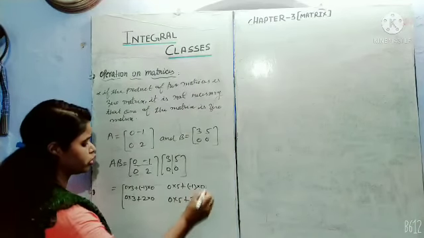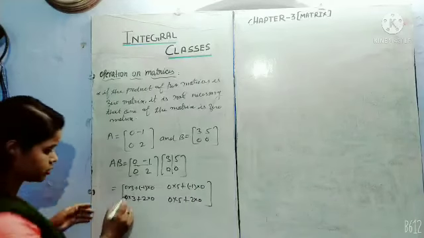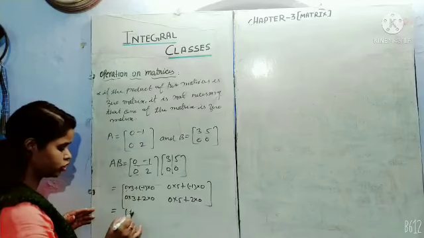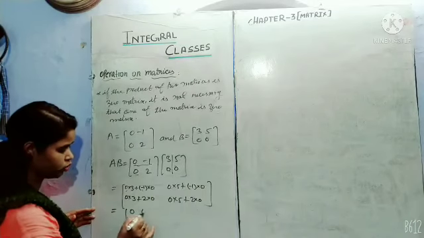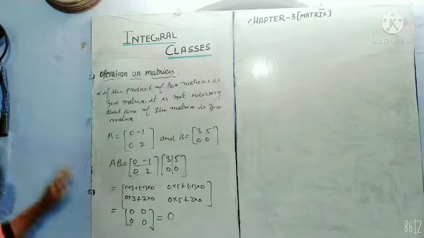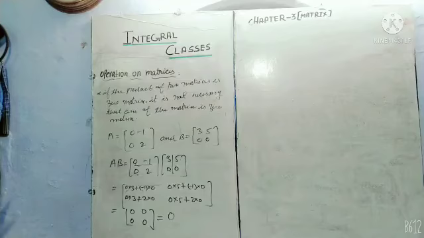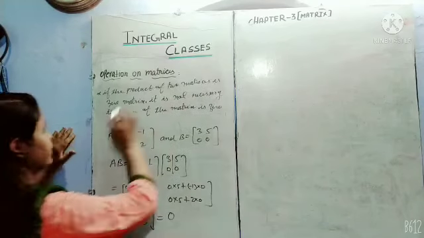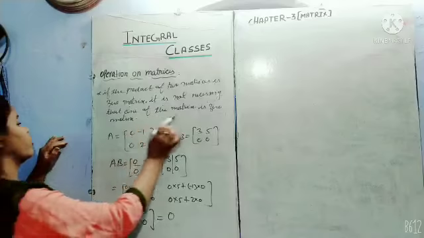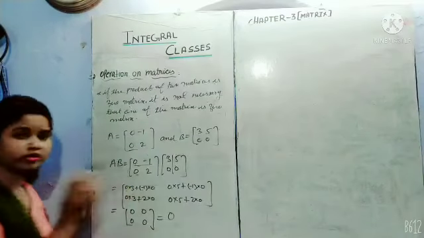So now the resultant matrix becomes 0, 0, 0, 0. So we get a zero matrix. The statement says that if the product of two matrices is a zero matrix, it is not necessary that one of the matrices is a zero matrix. It means these two matrices are not zero matrices.